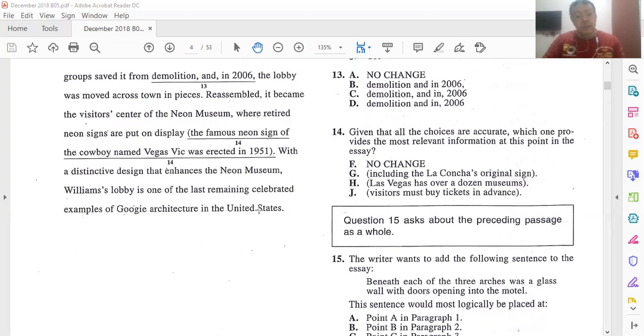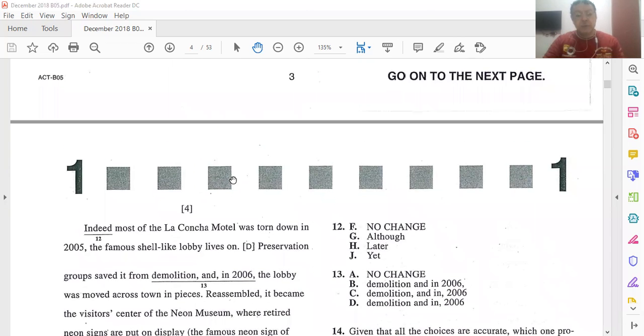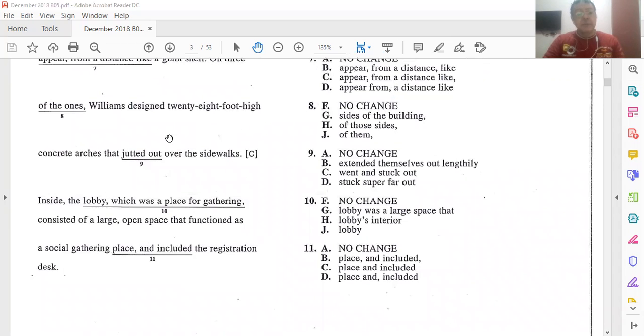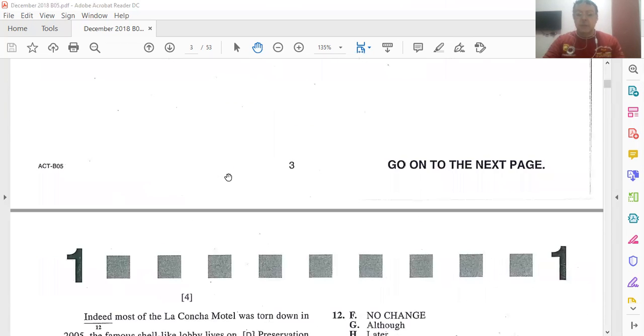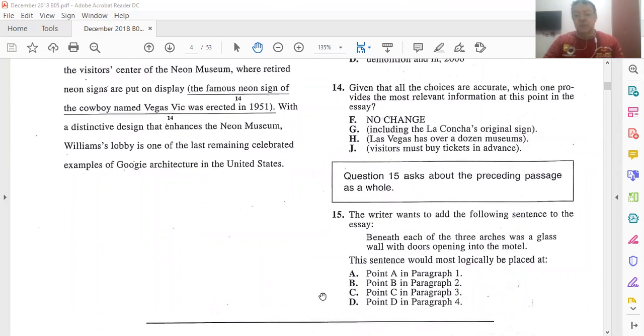If we look at D here, "although most of the Concha was torn down," that doesn't talk about the three arches. If we go to C, "Williams designed 28-foot high concrete arches that jutted over the sidewalks." If we continue here saying that beneath each arch there was a glass door, that would make sense because it's talking about the three arches. So the best choice is the one that includes C. So 15C is the best choice. Point C in paragraph 3.